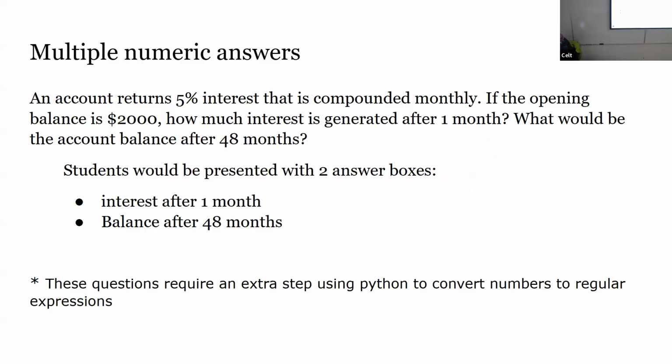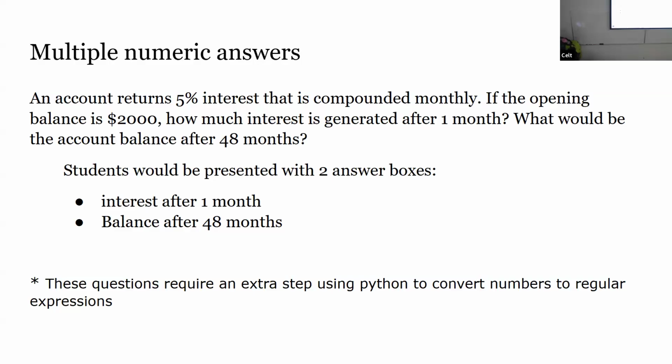The one thing that was not available in Blackboard at all, but I realized on my last sabbatical, wait, I think we can do it in Brightspace. And that is a multiple numeric response question. So, I'm building off the interest idea, we could ask the student what the interest is after 1 month of compounding, as well as what the balance is after whatever the term period is.